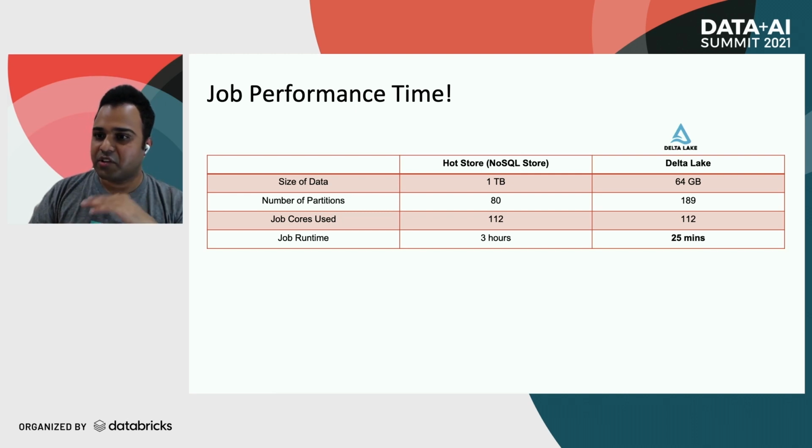This is extremely useful because you can have a 112 core cluster, but you won't be able to utilize the core count efficiently. Because of the 189 partitions, we are able to utilize it pretty efficiently. So what we saw is the job time went from 3 hours to 25 minutes. For some tenants, it's an even more massive improvement than what we are showing here.